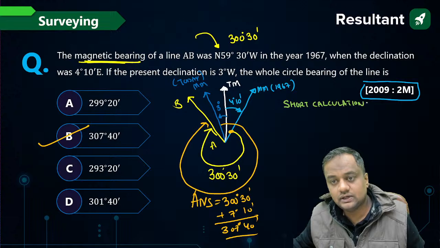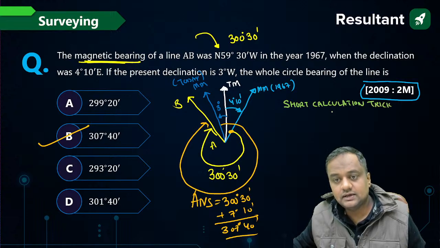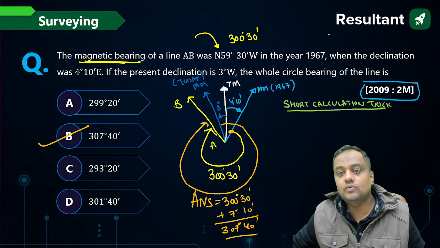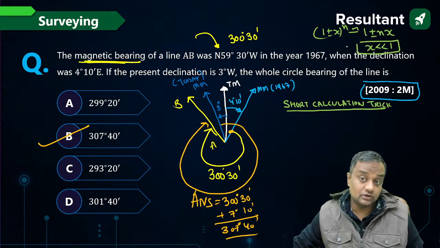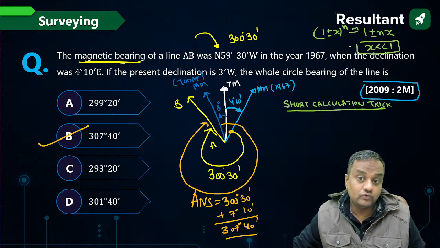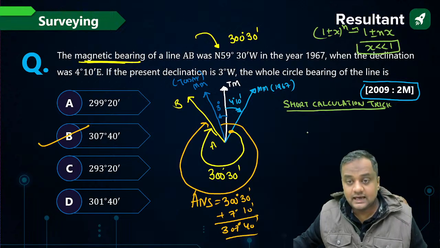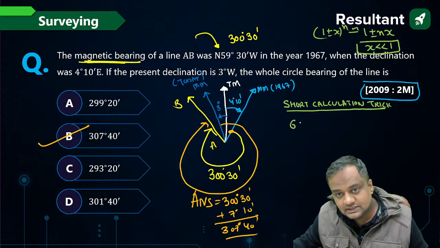Short calculation trick. Guys, first of all, in engineering economy and in surveying, (1 plus minus x) to the power n, this you all know, is approximately 1 plus minus nx when x is very much less than 1. This is used in slope correction. Engineering economy chapter also uses this, future worth, present worth. And sometimes these kinds of things come asked.